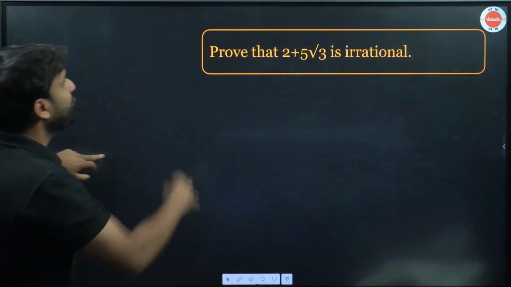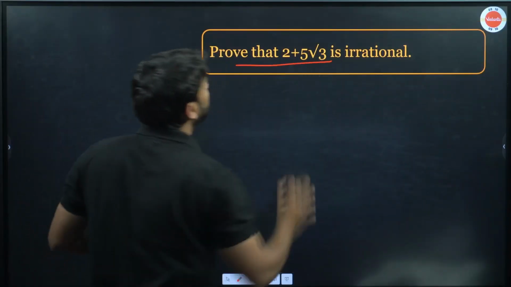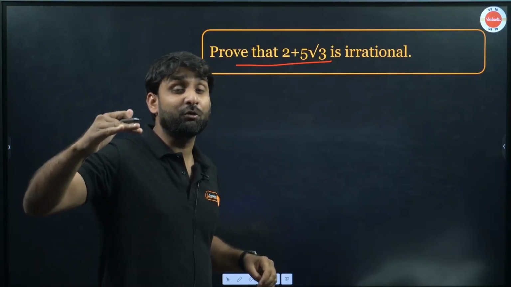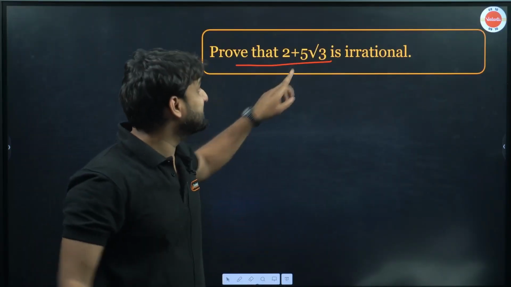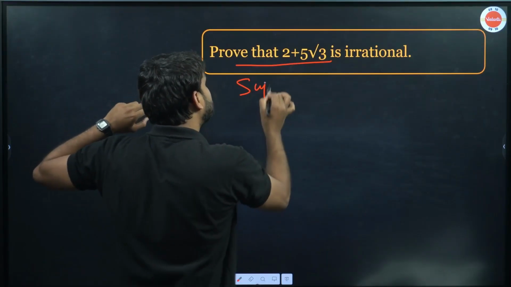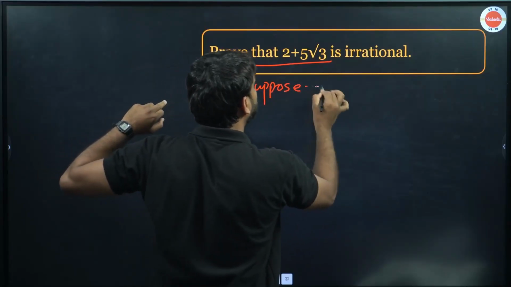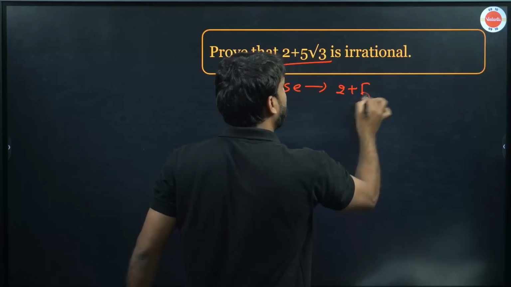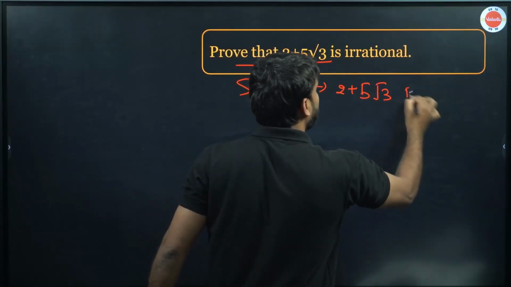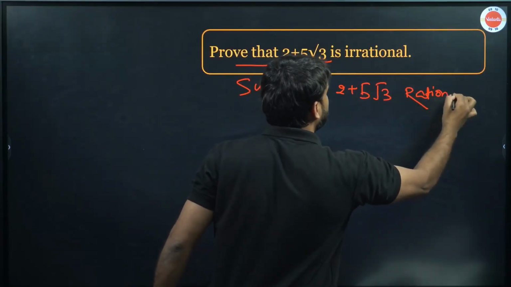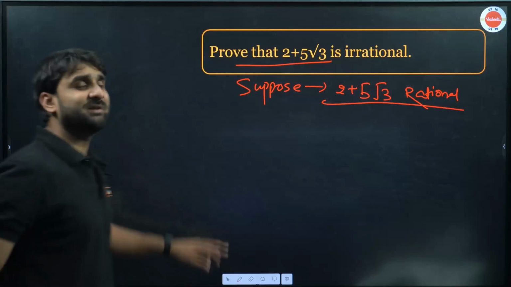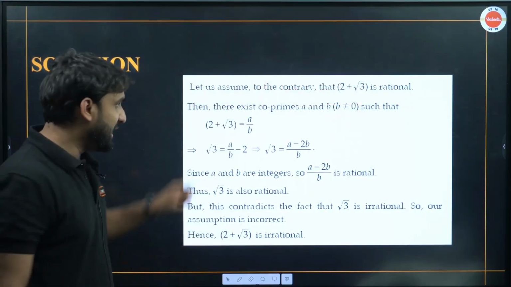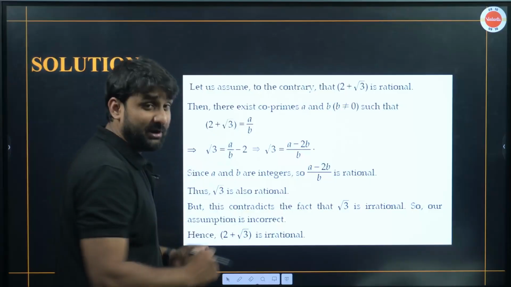Okay, so few questions are here. Prove that 2 plus 5 root 3 is an irrational number. Again, how can we prove it? By assuming it, suppose. We suppose that 2 plus 5 root 3 is rational. Once you suppose this number as rational, you write 2 plus 5 root 3 is equal to a by b, because a rational number can be written in the form of a by b.